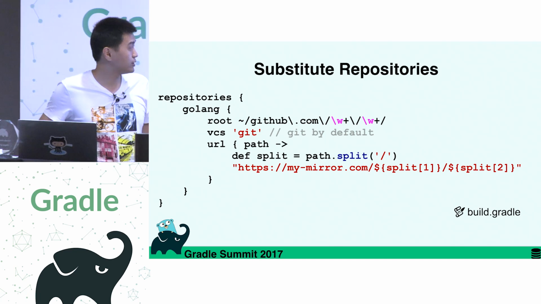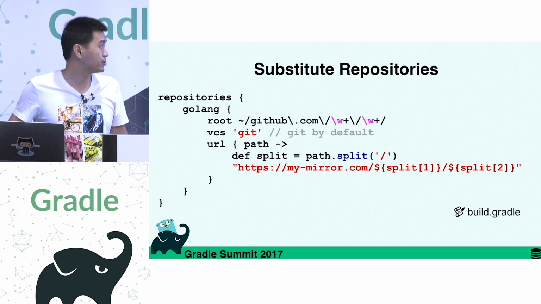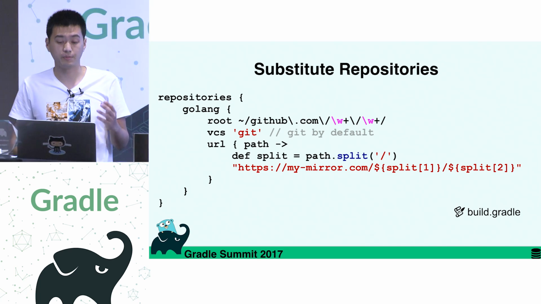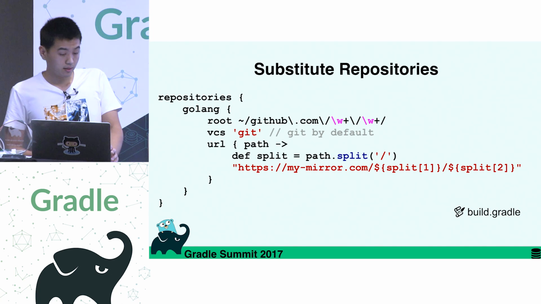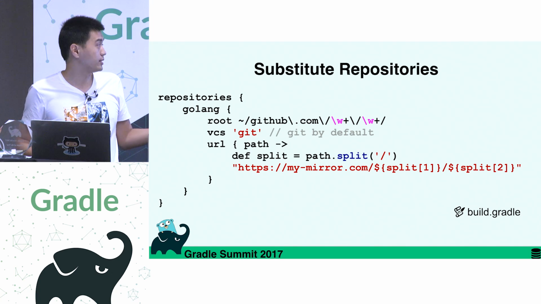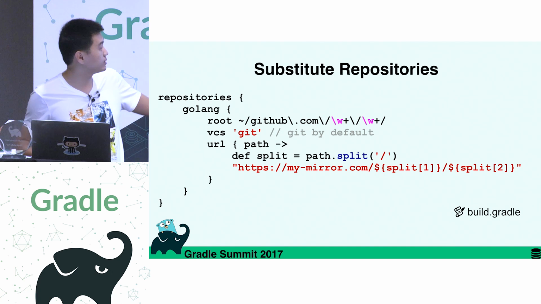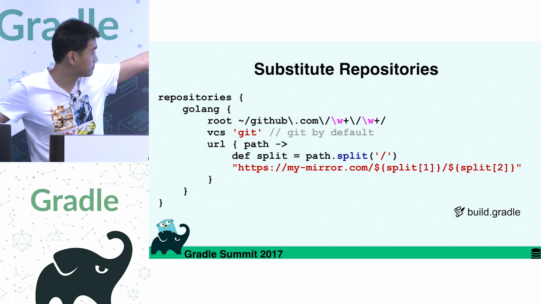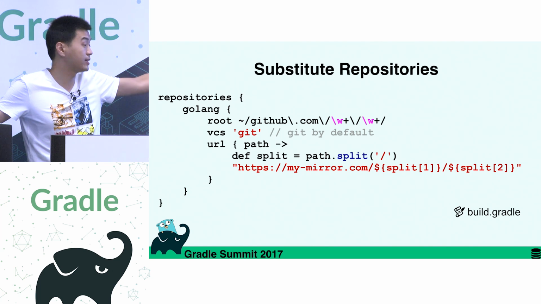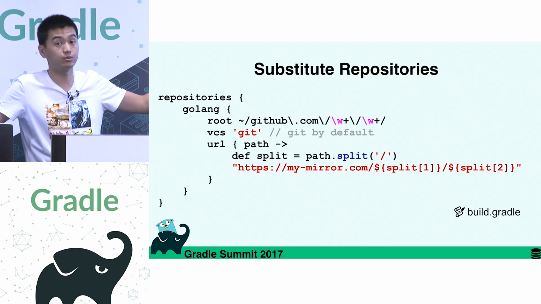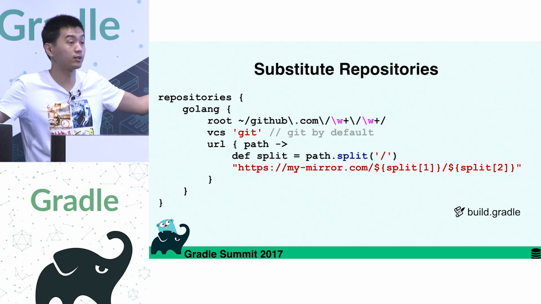This configuration redirects all packages in GitHub to an internal repository. We can see this. It is not a proxy. It just tells Gogradle if you find any packages matching this regular expression, right? And you execute this closure with the package path and get the result URL to get the final repository URL.